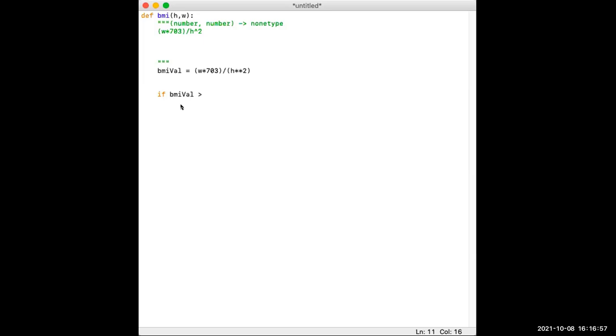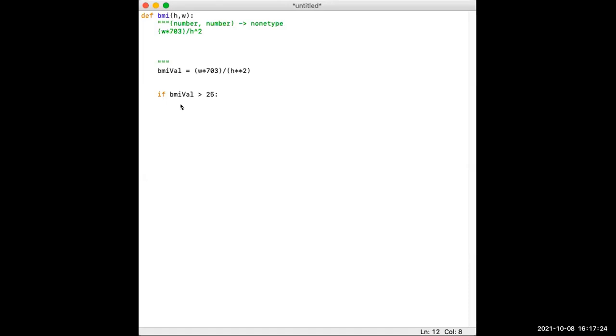I think it's greater than and equal to 25 would be classified as overweight. So 25 itself should be included or no? If it is just above 25, then we should write this. But if 25 is also included, then we should write something like this. You have just three conditions: if it's less than 18.5, if it's greater than 25, or it's in between, and that's it.